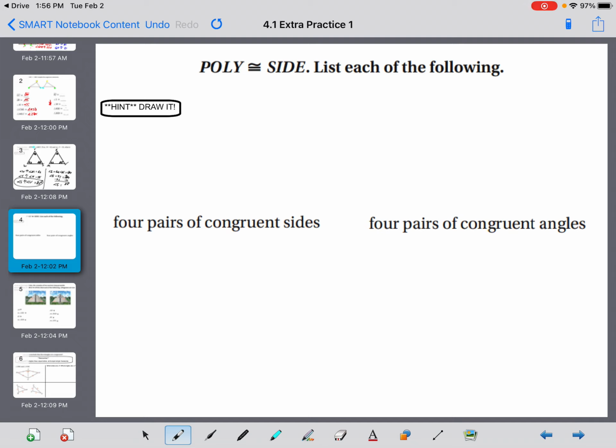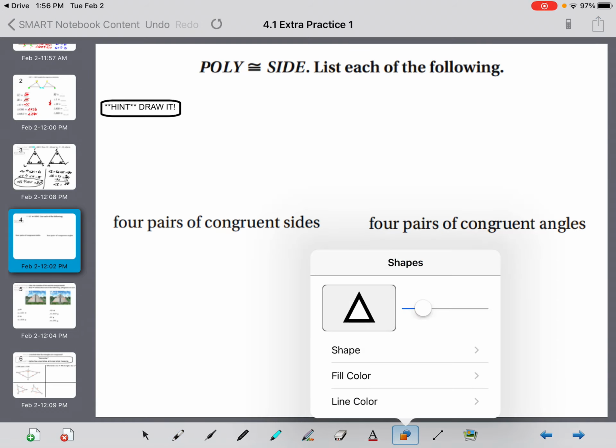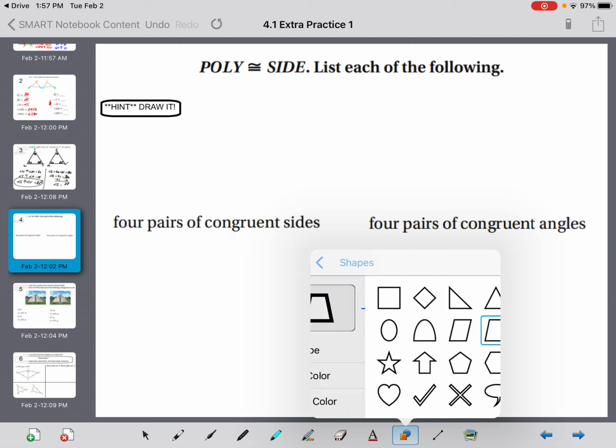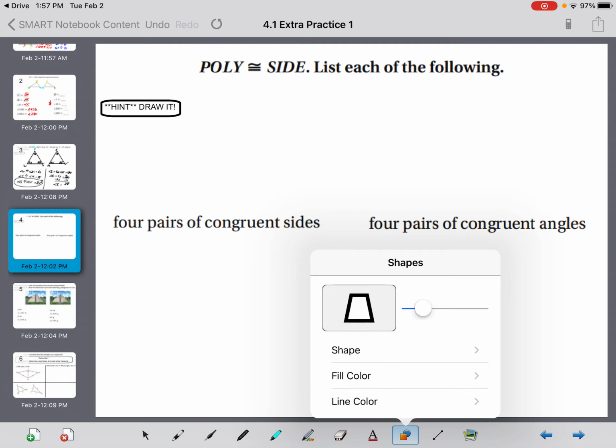All right, this time you have four-sided figures. Poly is congruent to side. List each of the following: 4 pairs of congruent sides, 4 pairs of congruent angles. So again, let's just say four-sided figure, right? And this time I'm going to use this one. Why not?